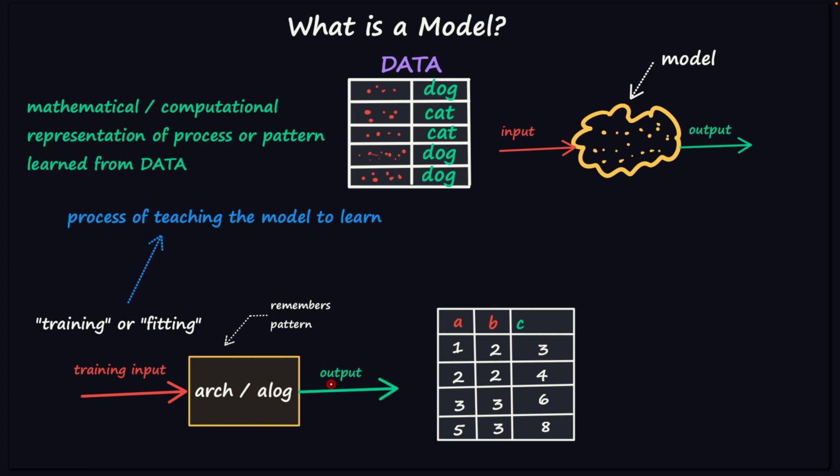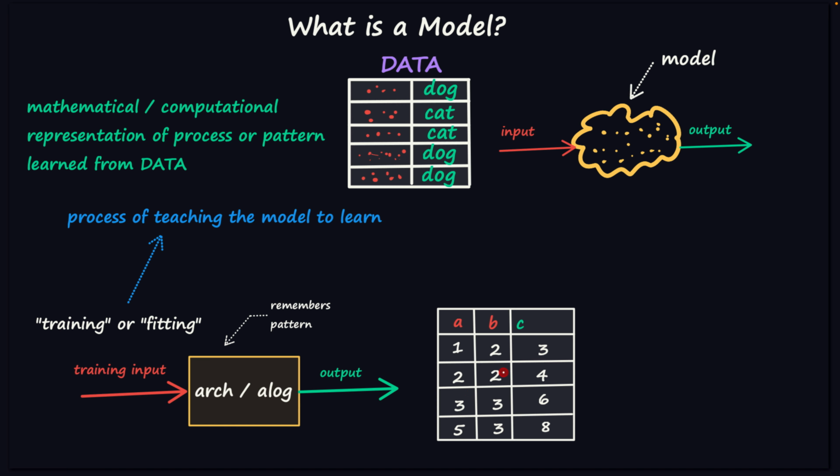Now, what the algorithm or architecture needs to do during the training process is figure out, okay, this is the input I have and this is the output I need to produce. What do I need to do internally to make that happen? Similarly, it will be able to do that for all of these examples. We'll call these training inputs. And hopefully, by the end of it, it will be able to generalize.